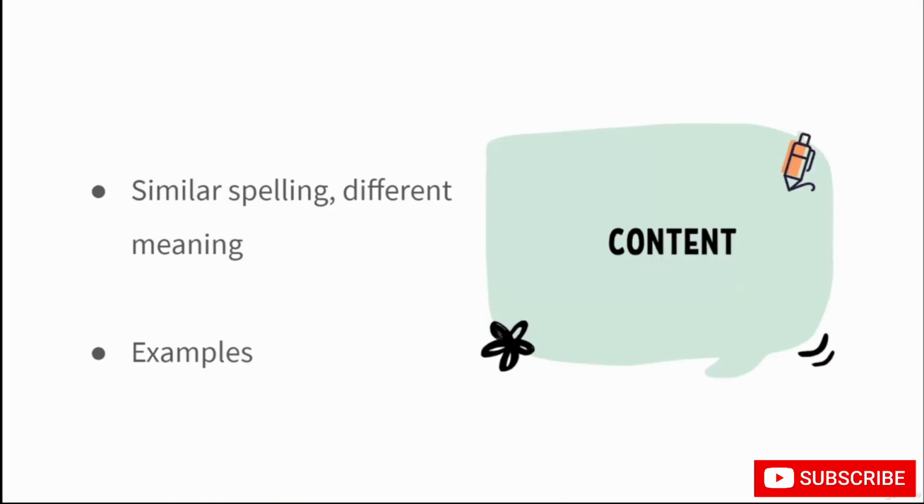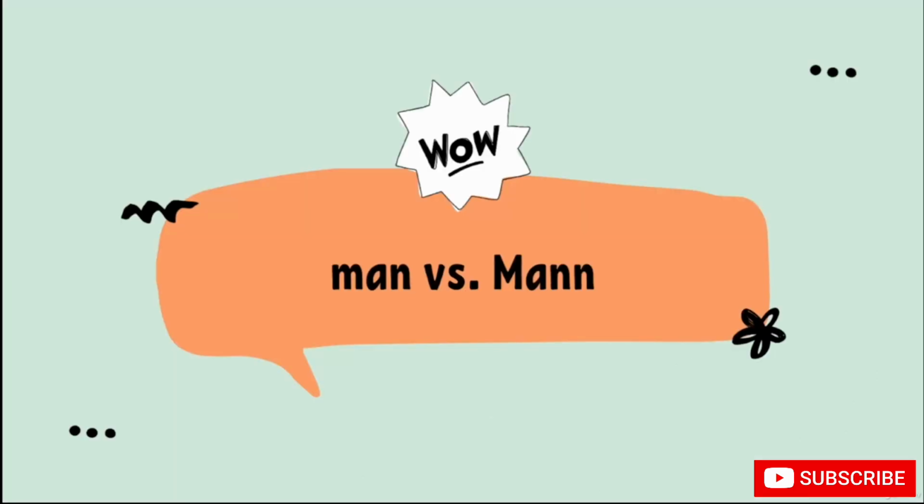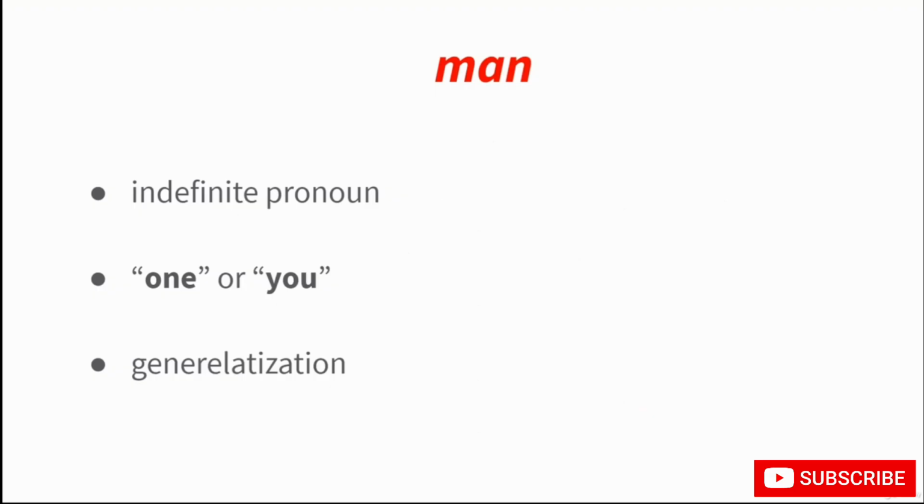Today we will learn one of the similar spelling but different meaning pronouns, and I will give examples to help you understand the subject better. Today we will learn the difference between man and der Mann. Let's start with man. Man is an indefinite pronoun which means one or you, and it is used to generalize the rules, for example.